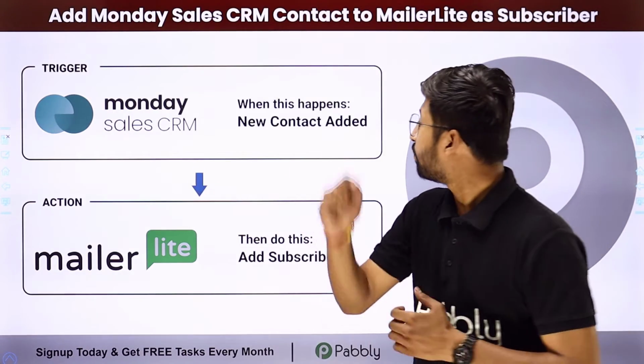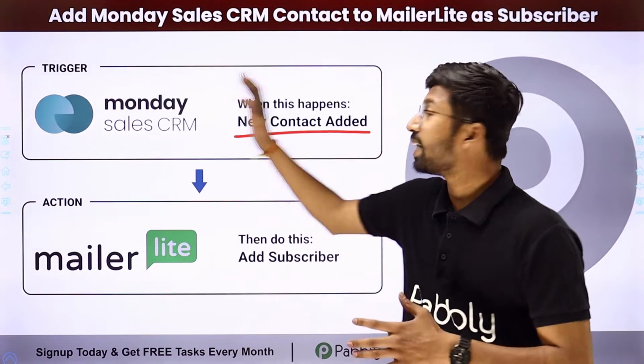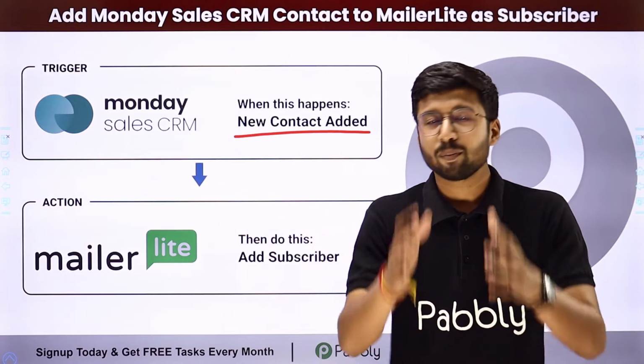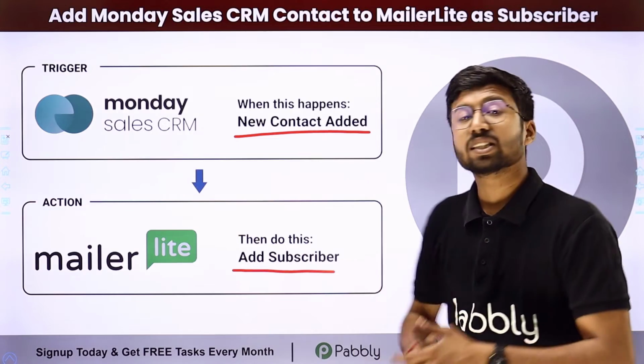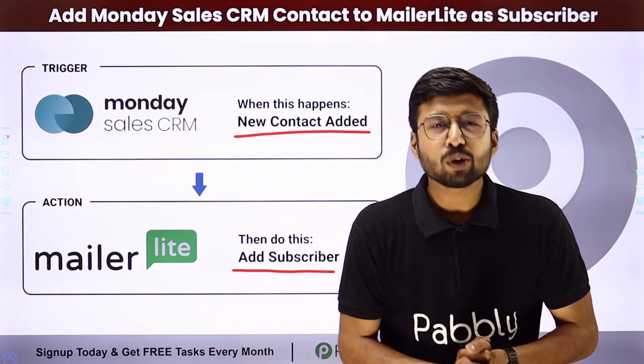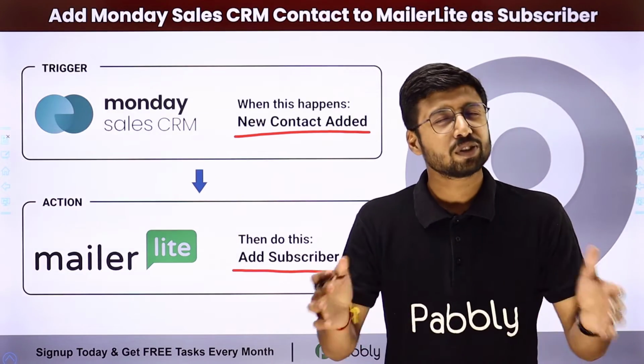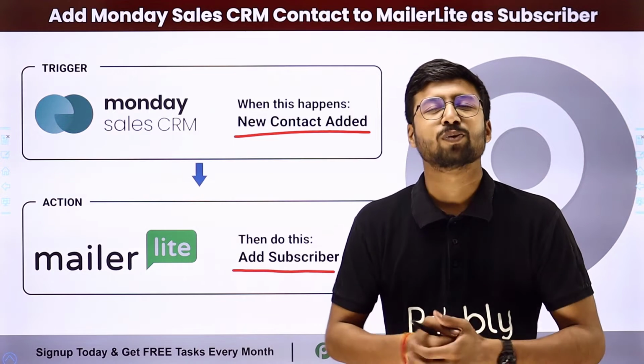So in this automation, whenever a new contact will be added in our Monday.com Sales CRM, automatically the same contact will be added in MailerLite as a subscriber. Now, if you want to know how you can set up this kind of automation, for that you just have to come with me to my screen.